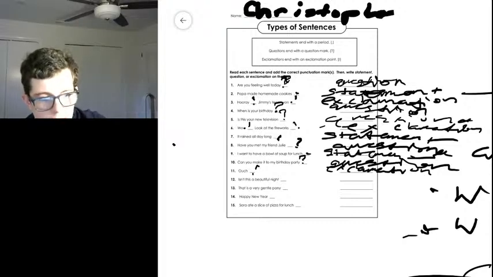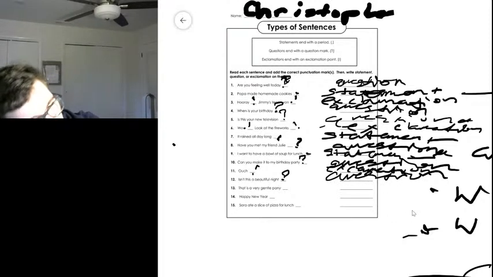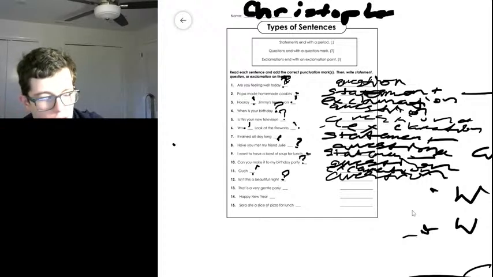Okay. So this is a question mark. That is a very gentle part, Pony. Is that a statement, a question, or an exclamation? Go off the rules that I had said earlier. I'll give 10 more seconds.